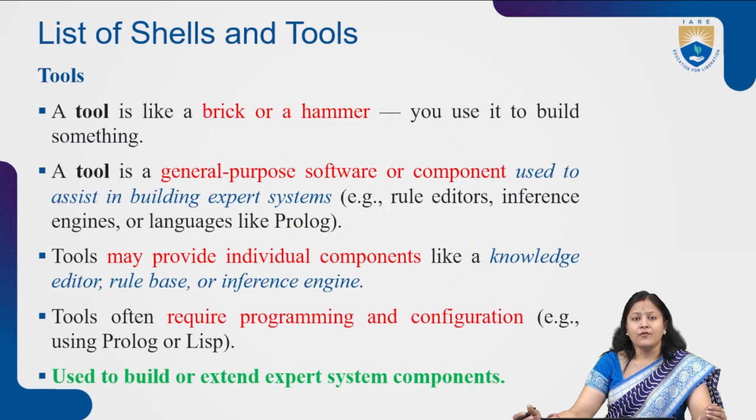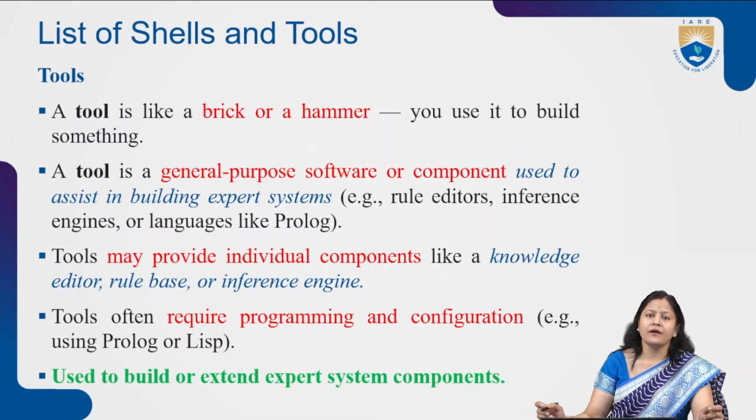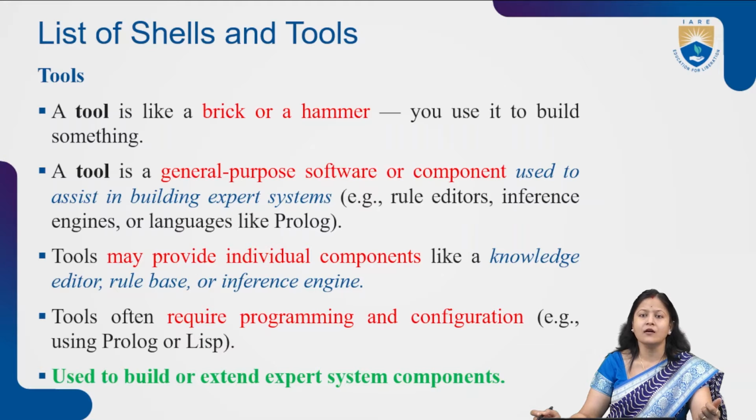Now, what is the meaning of tools? A tool is like a brick or a hammer, a single component. You can use it to build something. A tool is general purpose software in the context of expert systems. It is a software component which is used to assist in building the expert system. Examples are rule editors, the inference engine, or languages like Prolog. Any one component can be created using a tool.